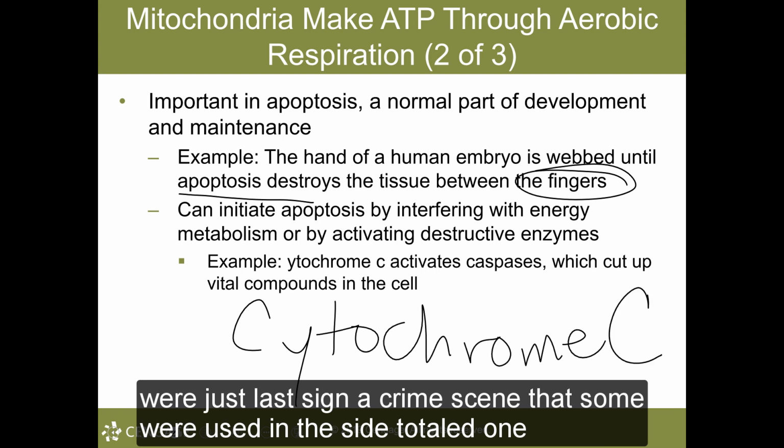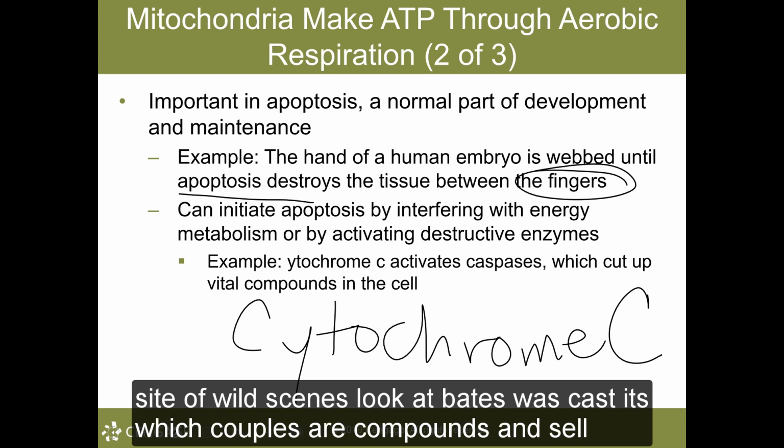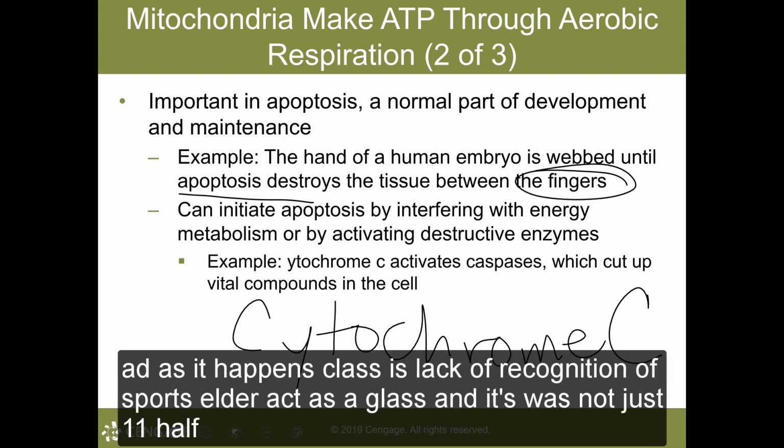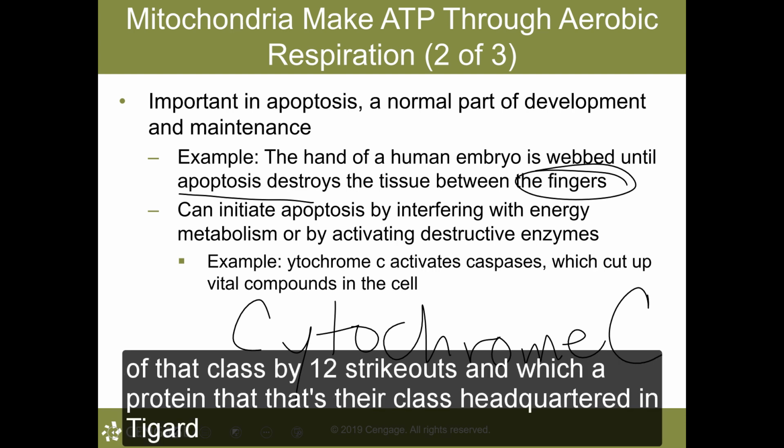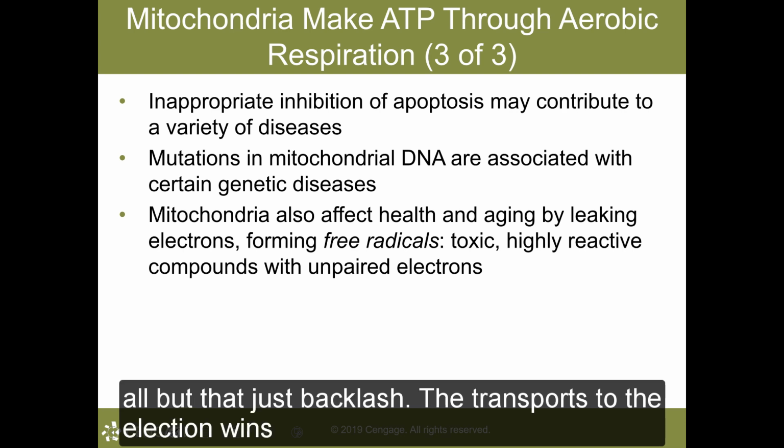Cytochrome C is what activates those caspases, which cut up those vital compounds in the cell. And as it happens, class, it's the mitochondria that initiate apoptosis, or cell death. And it does it, class, in different ways, so it's not just one way that it happens. But it definitely is by way of cytochrome C, which is a protein that is important in energy conversions. So we'll get to that just a bit, class, when we get to the electron transport chain.